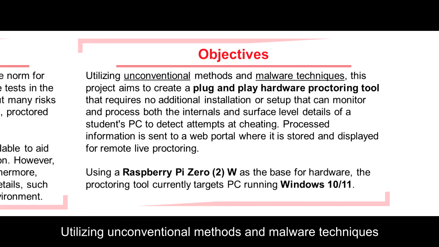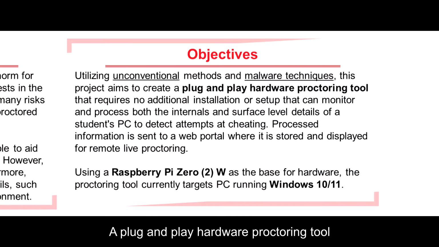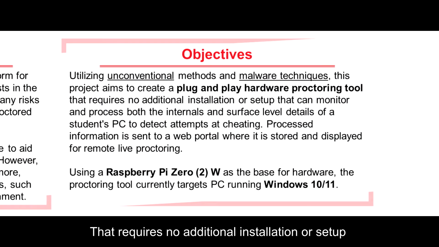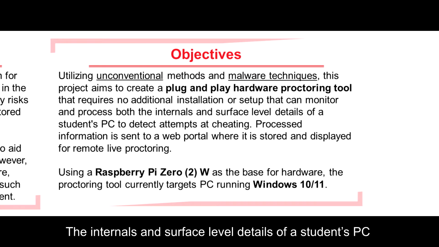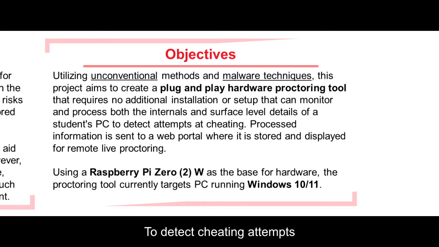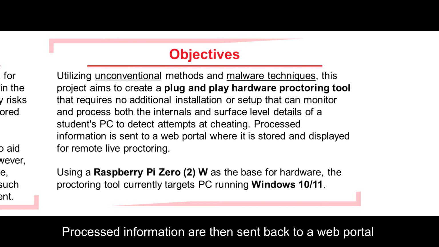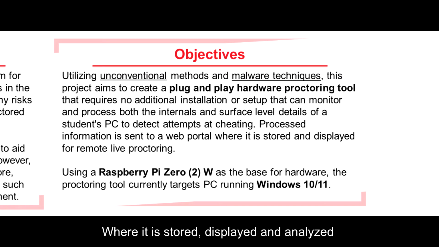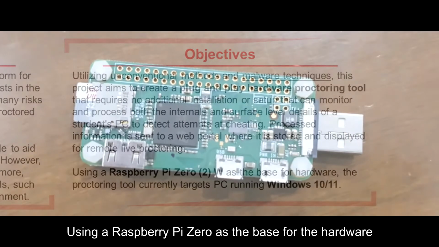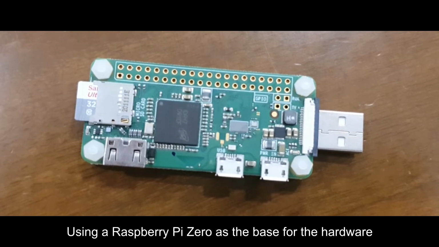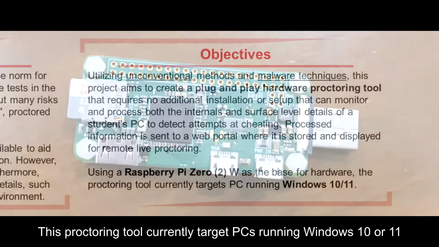Utilizing unconventional methods and malware techniques, this project aims to create a plug-and-play hardware proctoring tool that requires no additional installation or setup, that can monitor and process both the internals and surface level details of a student's PC to detect cheating attempts. Processed information is then sent back to a web portal where it is stored, displayed, and analyzed for remote live proctoring purposes. Using a Raspberry Pi Zero as the base of the hardware, this proctoring tool currently targets PCs running Windows 10 or 11.